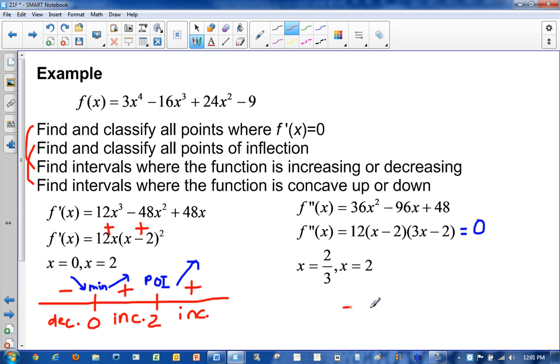So let's look at my number line again. I've got 2/3 here, and I've got 2 here. So let's look at what's going on everywhere else. Before I get to 2/3, let's try x equals 0. At x equals 0, 12 is positive. x minus 2, 0 minus 2, that's negative. And 3 times 0 minus 2, that's also negative. So the second derivative is positive, meaning that the original function is concave up.